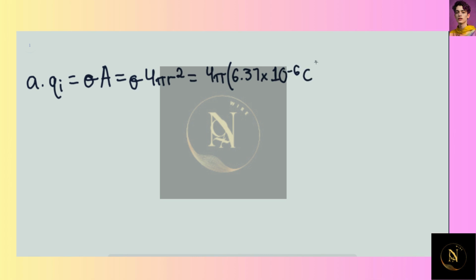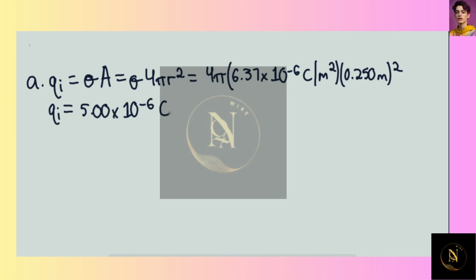So for part A, we know that the initial positive charge on the outer surface of the conductor would be equal to the uniform surface charge density times the surface area. This is equaling sigma 4 pi r squared. And so this is going to be equaling 4 pi multiplied by the uniform surface charge density, 6.37 times 10 to the negative 6 coulombs per square meter, multiplied by the radius squared, 0.250 meters quantity squared, and we find that the initial charge is going to be equaling 5.00 times 10 to the negative 6 coulombs.